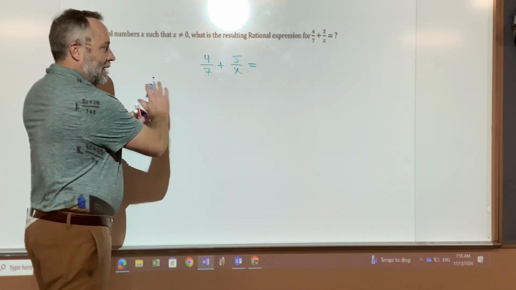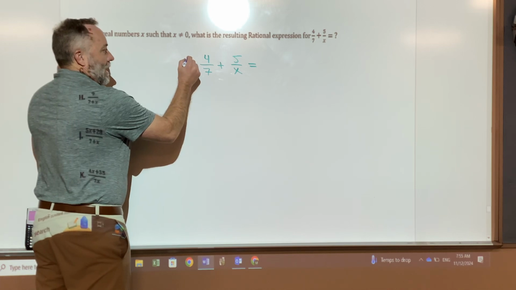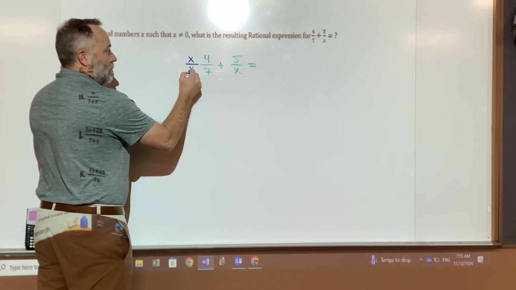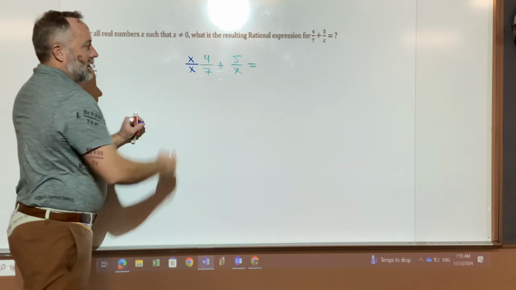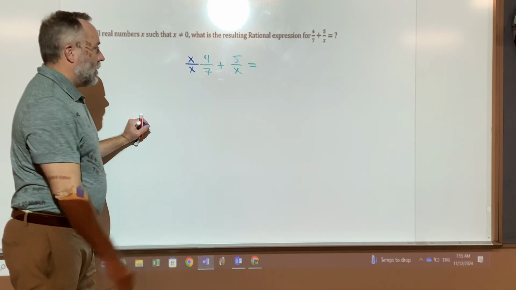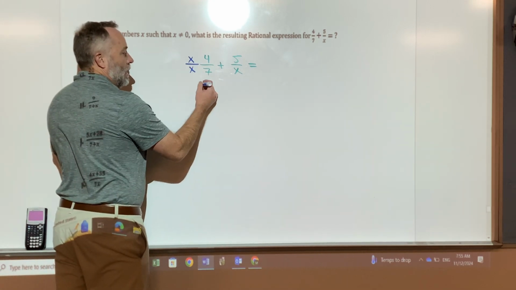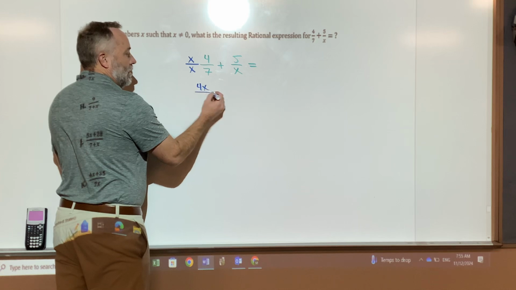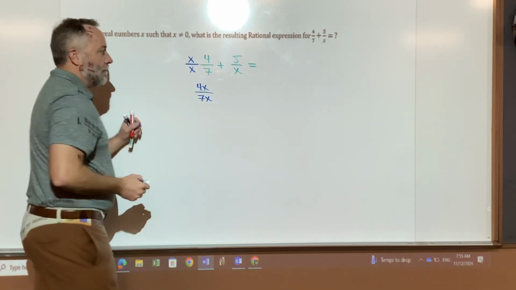But in order to keep the values all the same, we're going to multiply by x over x, which is really multiplying by 1. And when you multiply by 1, it doesn't change the value. So that's why this works. So on the top, x times 4, we can write as 4x. On the bottom, x times 7, we can write as 7x.